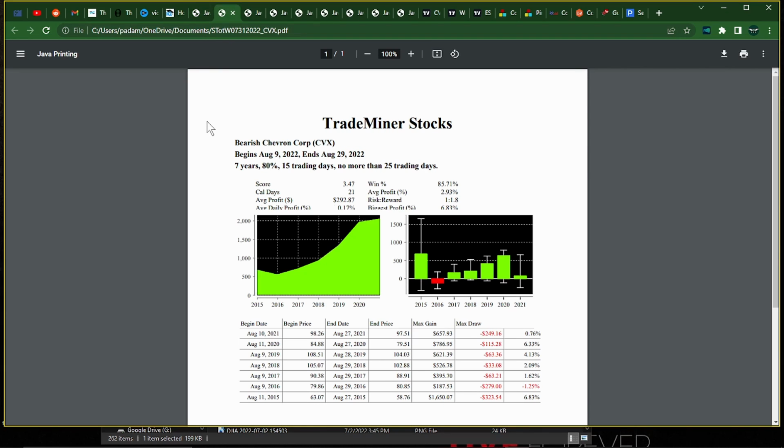And then we have Trademiner stocks. We have bearish Chevron Corp. Interesting, with what just happened with Chevron. Chevron had some good earnings, and it went up like 13 points. So that's killer. Looking for a bearish situation might be a little bit hard. August the 9th to August the 29th, a 7-year sample with a win rate of 85.